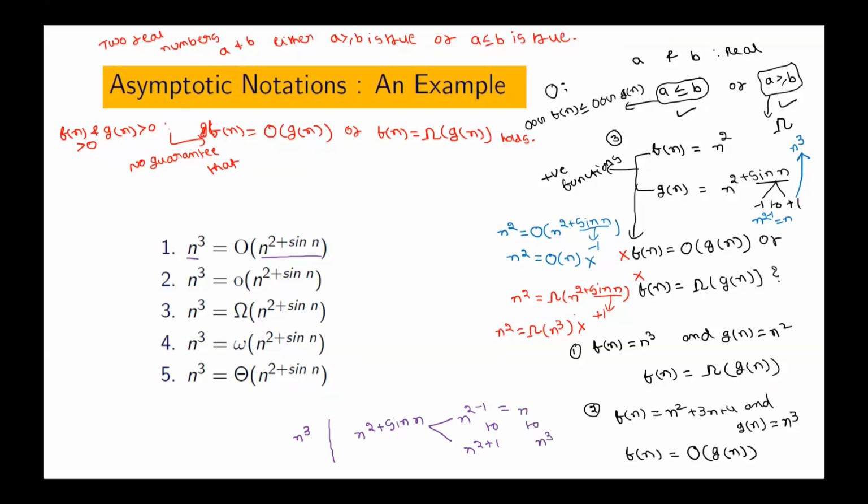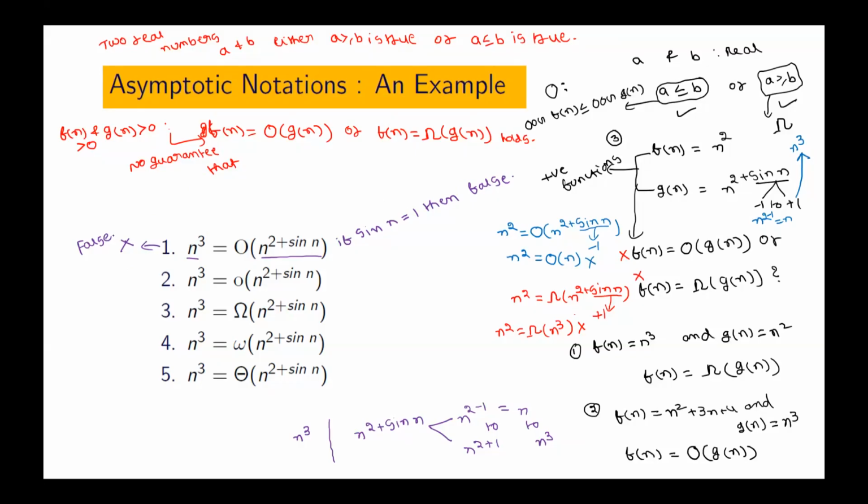Now you tell me, n cube is big O of n power 2 plus sin n. Is that true? True means it should be always true. False means even for one example it is false, then automatically we say that it is false. If there is a counter example, is that true or not? When does it become true? It becomes true for n cube. But if sin n is minus 1, then it is false. So finally, this statement is true or false? False. Even if there is one counter example, it is false. So that's why it is false.